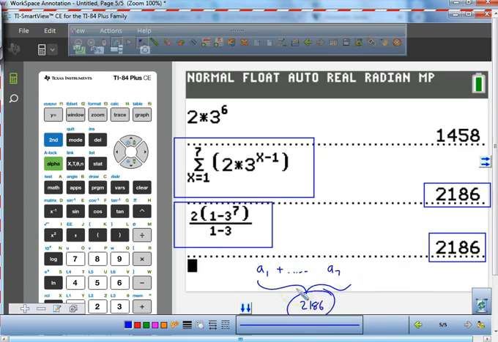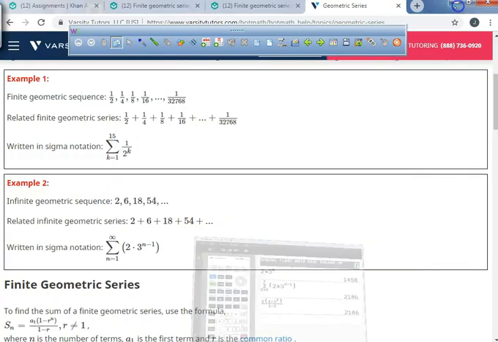We're going to do a few example problems using some examples up here on the screen. So go and get ready for those. Here we go.